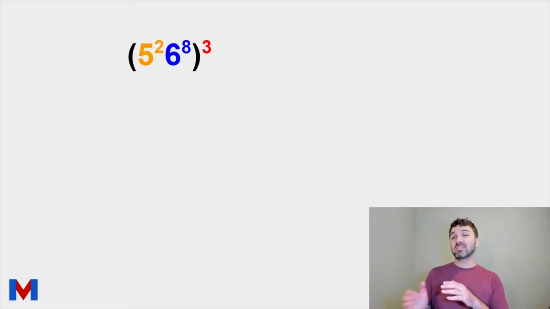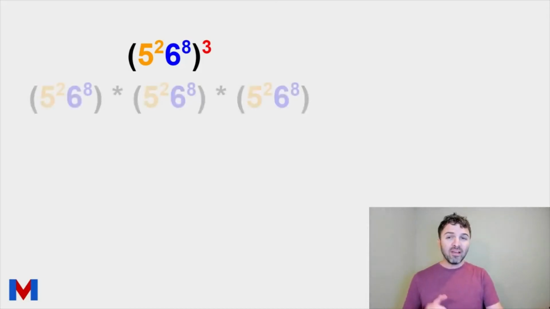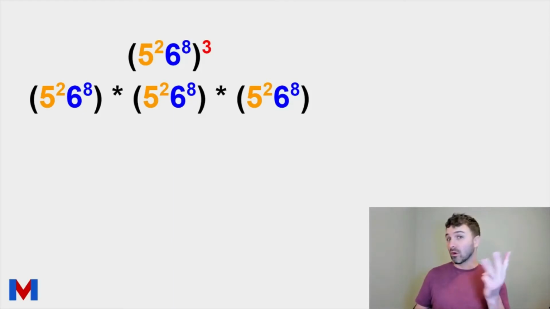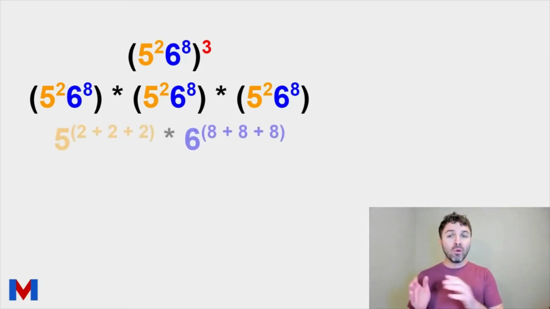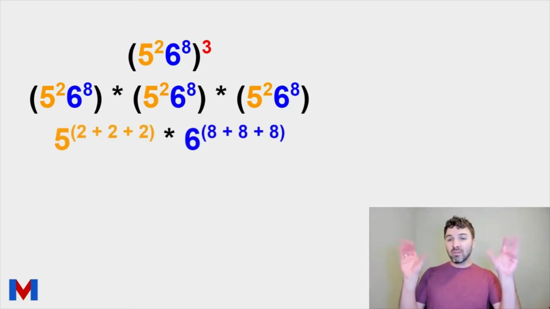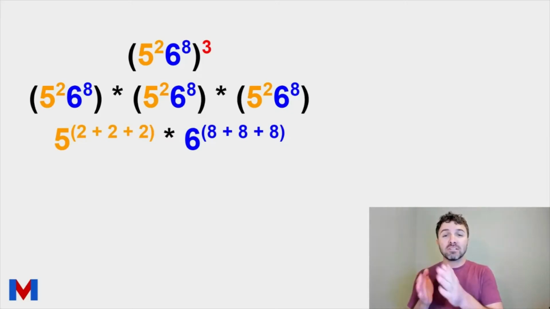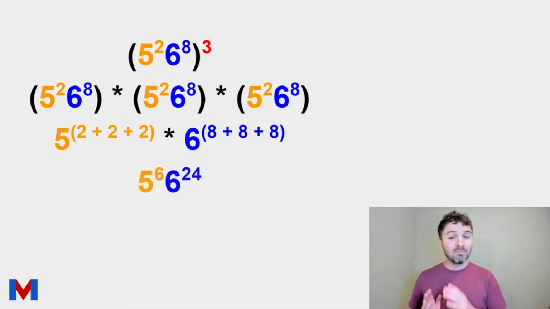5 squared times 6 to the 8th, all that to the 3rd power. What this is saying is that we have 5 squared times 6 to the 8th 3 times, and then we multiply them together. If we go back to our product property, and remember you can only combine the same bases, we have all our 5s, all of our 6s, and they're just being added. Because we're saying 5 squared times 5 squared times 5 squared times 6 to the 8th times 6 to the 8th times 6 to the 8th. Which is 5 to the 6th times 6 to the 24th.